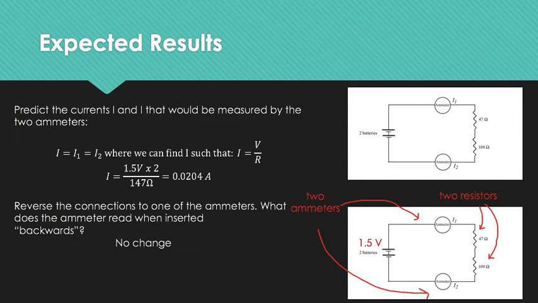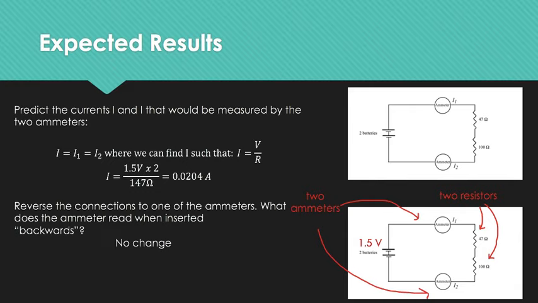Expected results for the lab. First, I predicted the currents I1 and I2 that would be measured by the two ammeters. I stated that I was equal to I1, which was equal to I2, and we can find I such that I was equal to V over R. Plugging in 1.5 V times 2 since we have two batteries, and dividing that by 147, we get 0.0204 amps.